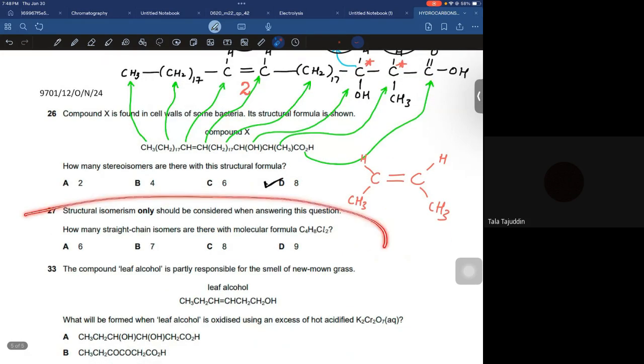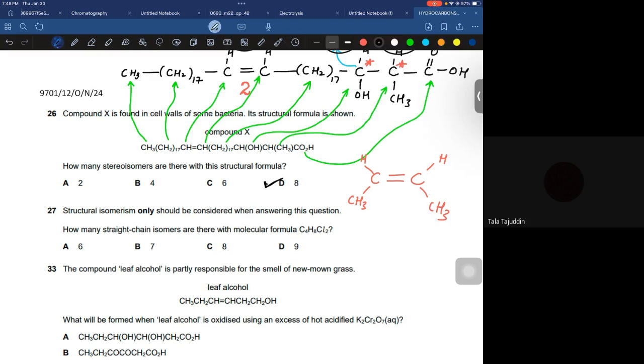Again, this would take your time because they have given you chlorine in this question. So obviously, if you have chlorine, the probability is going to increase. You would be drawing multiple structures. In some structures, the chlorine is present at the first carbon, second carbon; the two chlorines are present at the first carbon, second carbon, third carbon. So you have to make the possibilities and answer how many straight chain isomers.